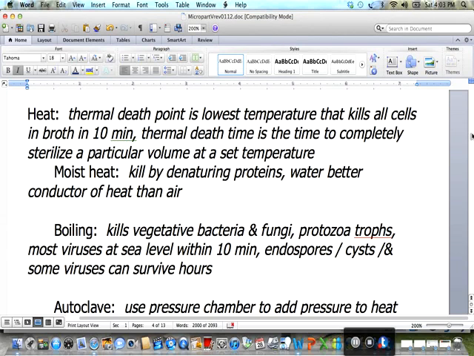Moist heat kills by denaturing proteins. Water is a better conductor of heat than air. You have experienced this by being able to reach into a hot oven, heated up to 350 degrees, but not being able to put your hand in boiling water at 212 degrees Fahrenheit. Boiling kills vegetative bacteria, fungi, protozoa and trophozoites, and most viruses within 10 minutes at sea level.